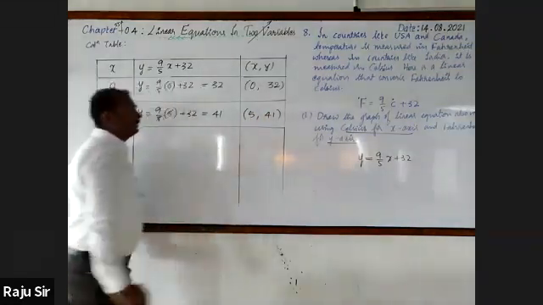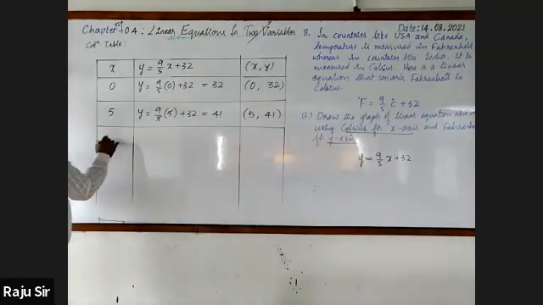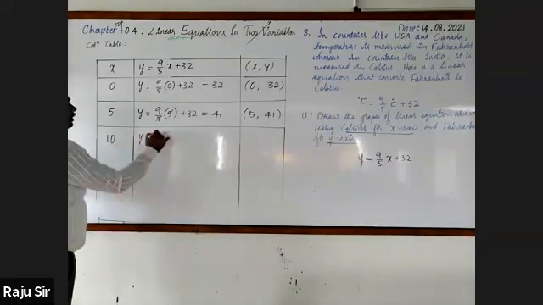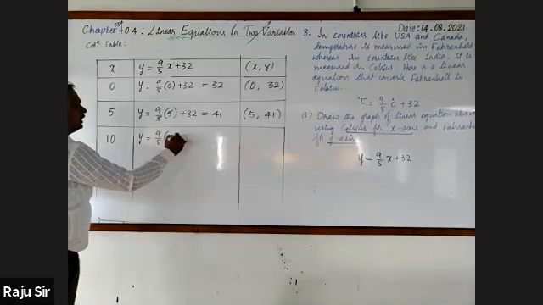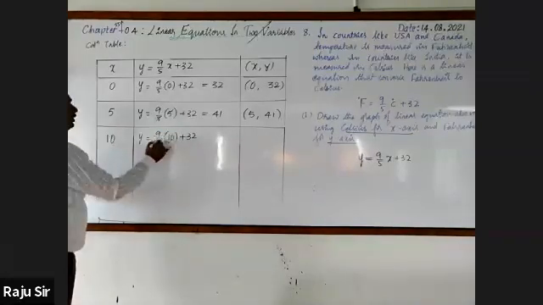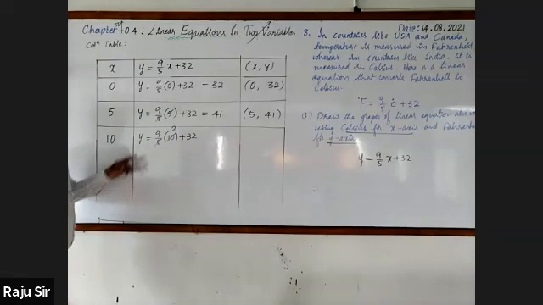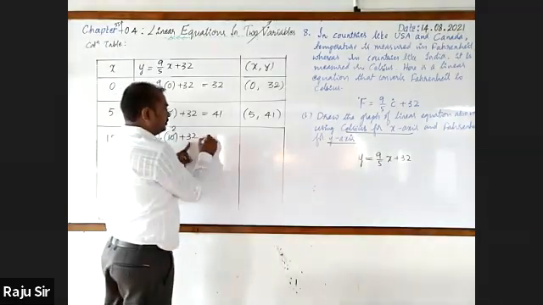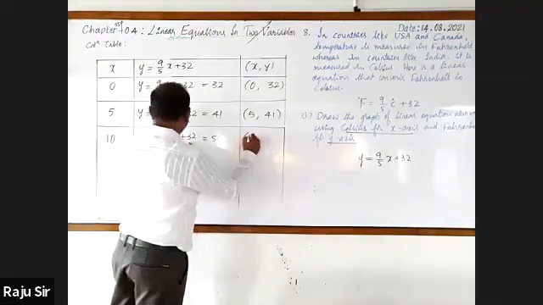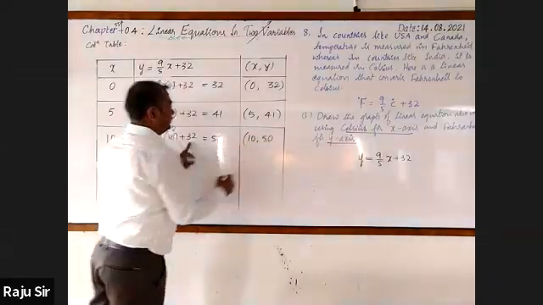Next. 10. y equal to 9 by 5 into 10 plus 32. 5 twos are 9 twos are 18 plus 32, 50. 10 comma 50.